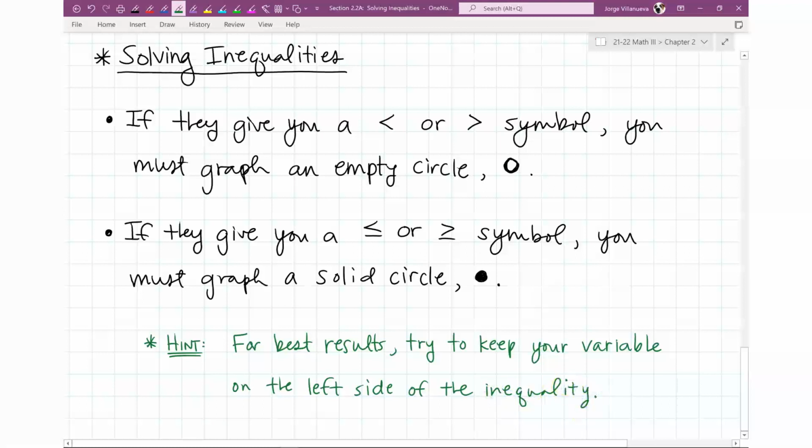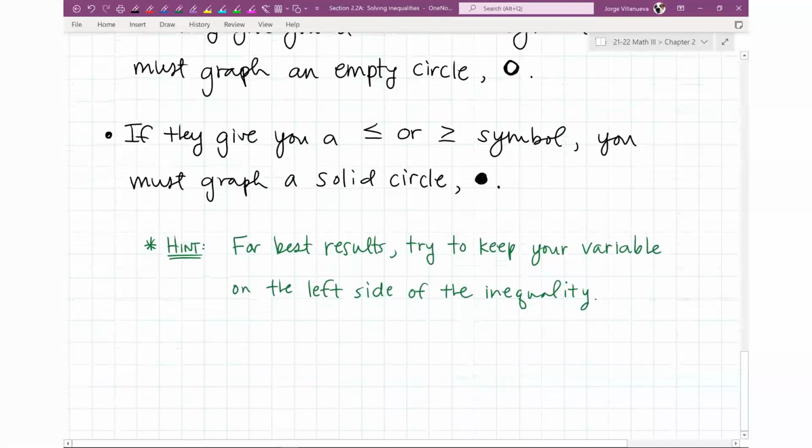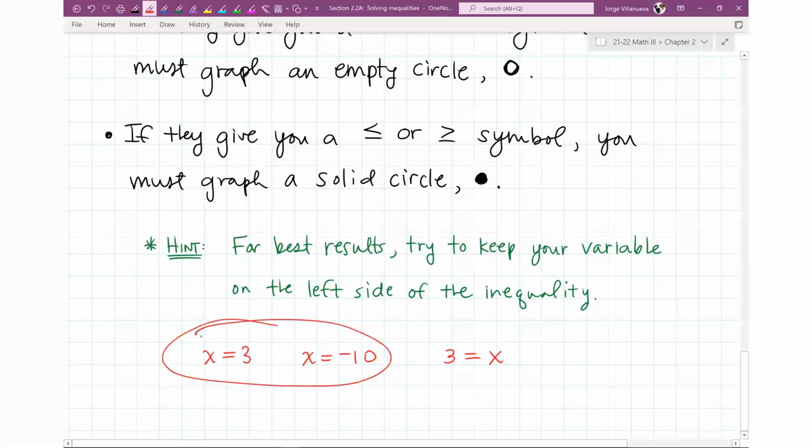What I mean by that is, you know how sometimes when you're solving a problem, you get like, let's say x equals 3 or like x equals negative 10, right? But sometimes you get like 3 equals x, where the variable's on the right side, okay? It's better if you keep them looking like this. Not that the other one is wrong, but for inequalities, it's easy when you keep them on the left side. Right now I'm going to explain to you guys why. Okay, but that's the hint. For the best results, try to keep your variable on the left side of the inequality. Okay, why would you want that? Well, here we go.